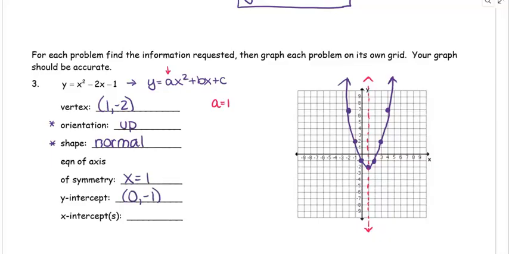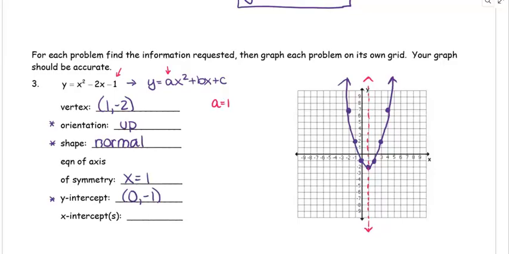Now, do you remember how I said we were going to be able to find one more piece of this information just by taking a look at our equation? Well, let's look at what our c value is. That c value is going to tell me what my y-intercept is. Because let's think about it. If I plug 0 in, I have 0 squared, then minus 0, and then minus 1. Well, 0 minus 0 minus 1 will give me the negative 1. The c value is always going to be your y-intercept when you're in standard form.